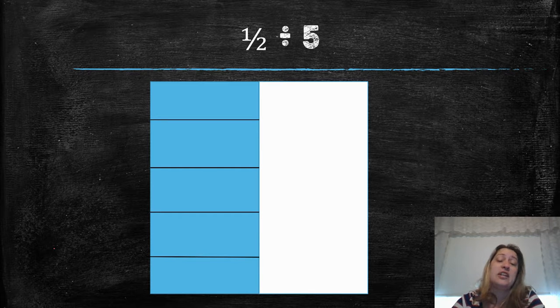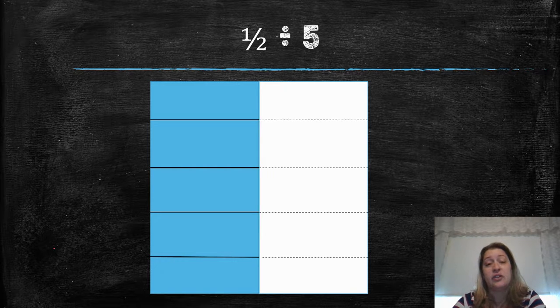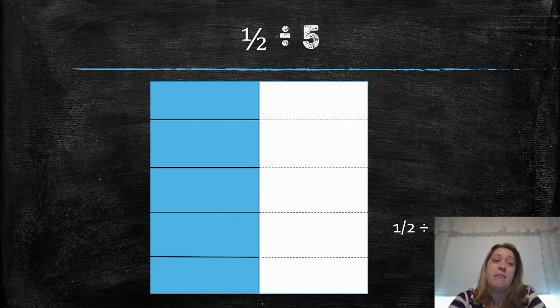So how big is each group? It's not 1/5, it's actually 1/10. Because if I had continued my line over to this other half of the rectangle, we would see that we have 10 pieces total. So 1/2 divided by 5 is 1/10.